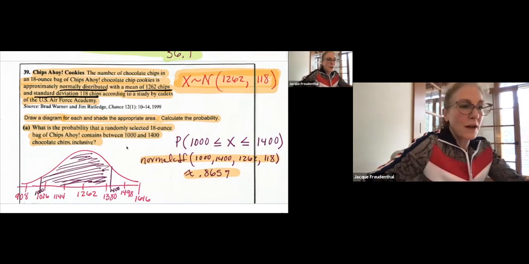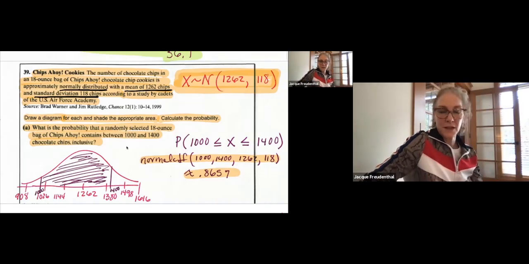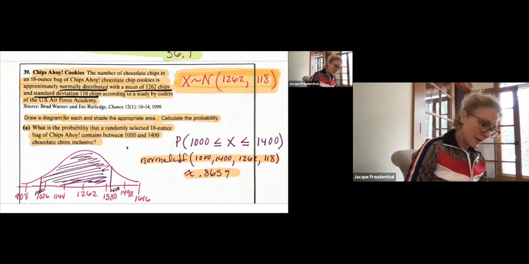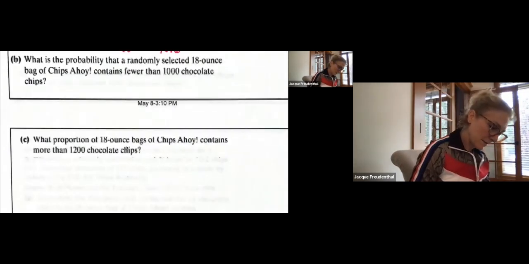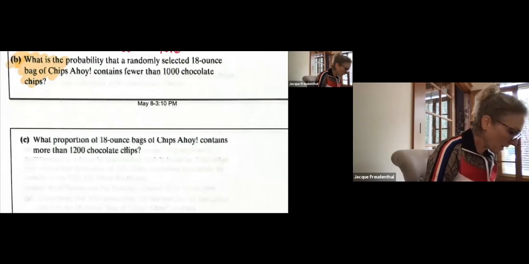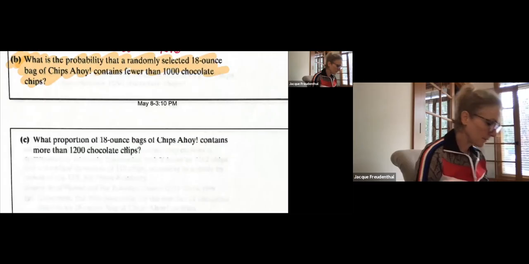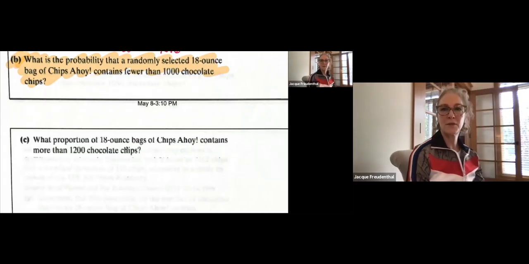Okay, we're going to go on and I'm going to change my screen so that we can get to StatCrunch. But I want you to first draw the diagram for part B here. So what I'm asking you to do is draw the diagram for this part. Draw the diagram, draw the shading, and write the probability statement.